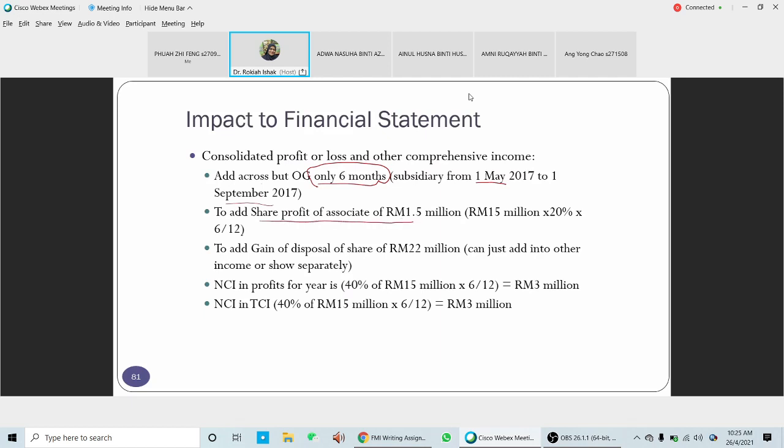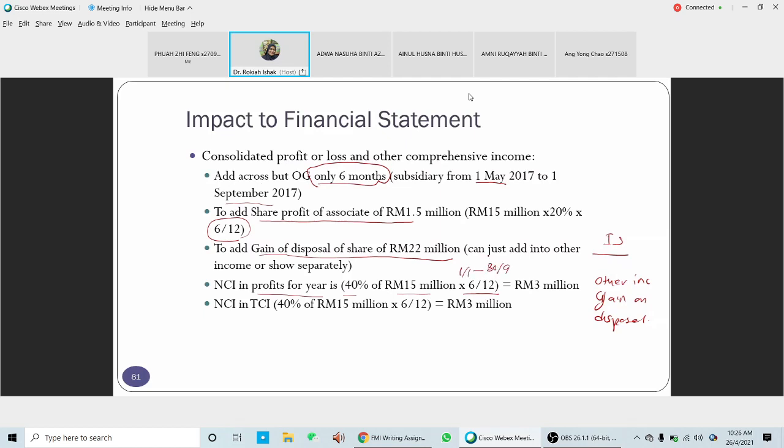So the 1.5 million share of profit is the share from the current year profit. Then add the gain on disposal of shares of 22 million. You can just add it into other income or show it separately. So in the income statement, in other income, you're going to have the gain on disposal of 22 million. NCI profit for the year here is 40% times 15 million times 6 over 12, from 1st of May until 30th of September.